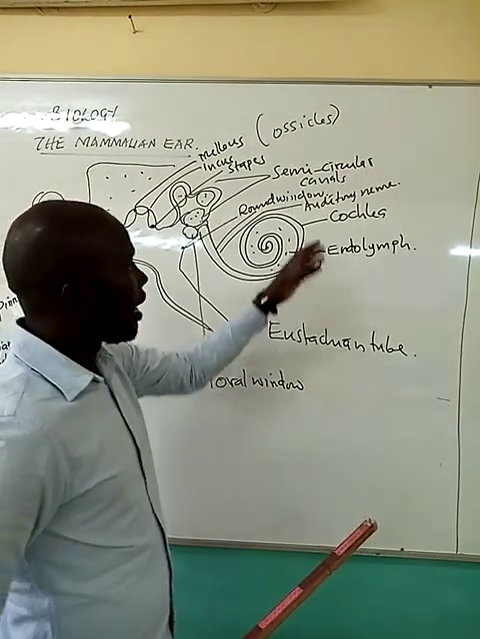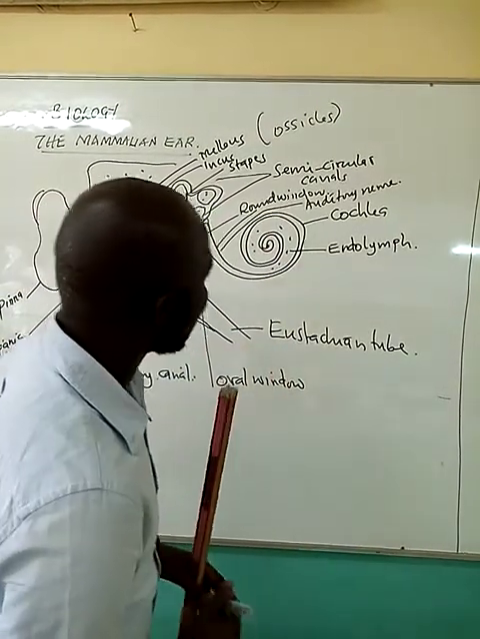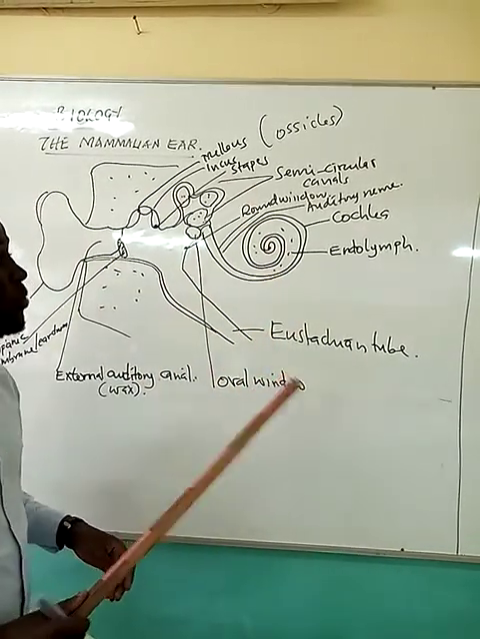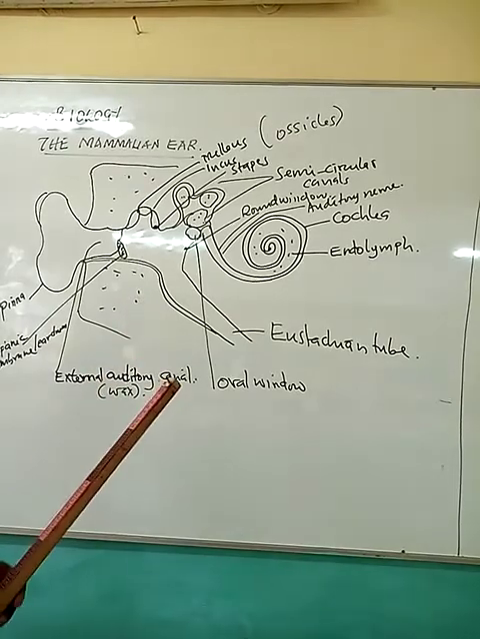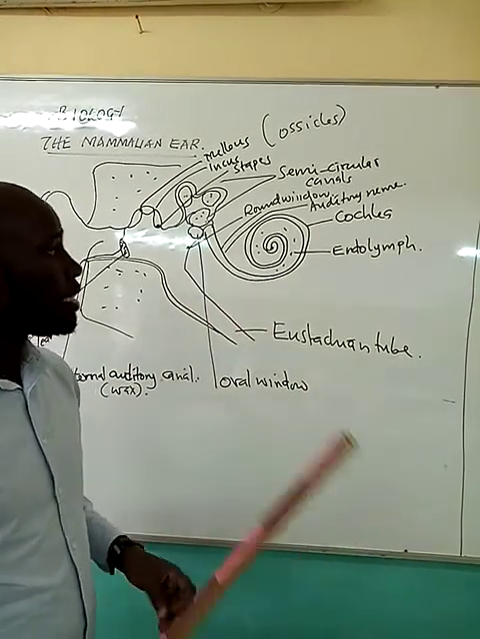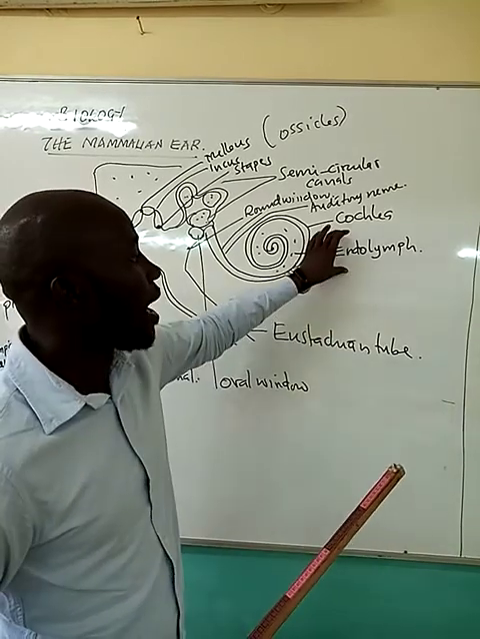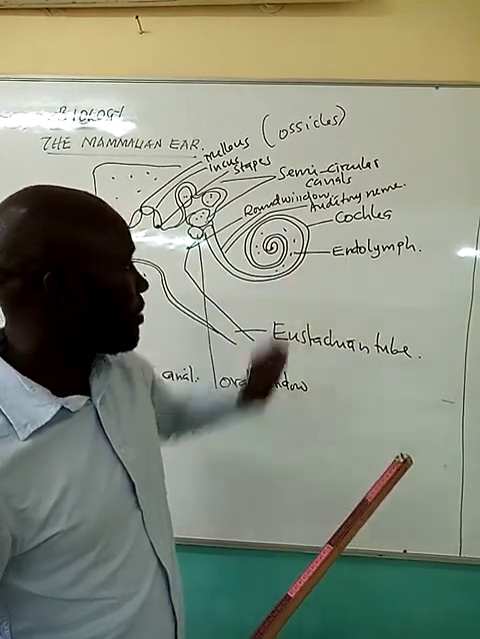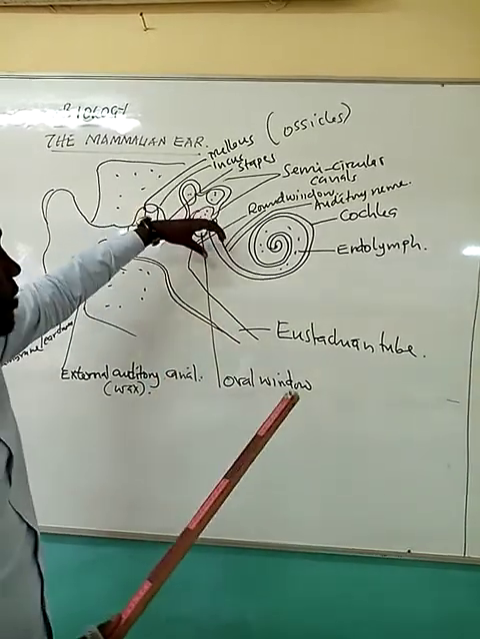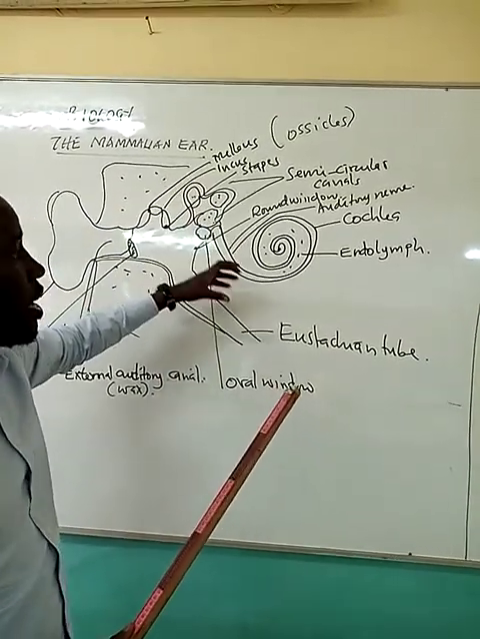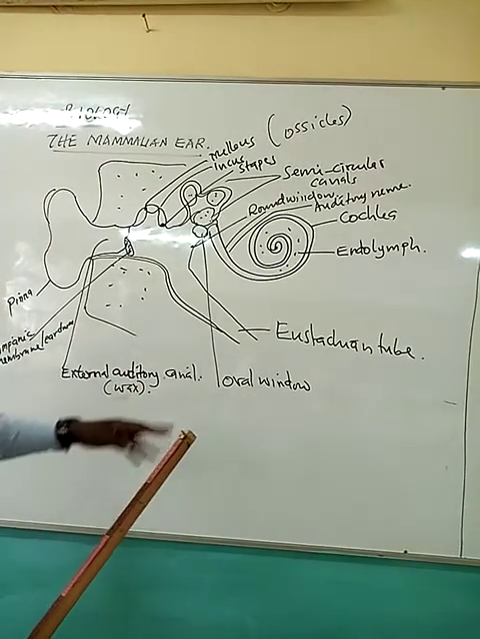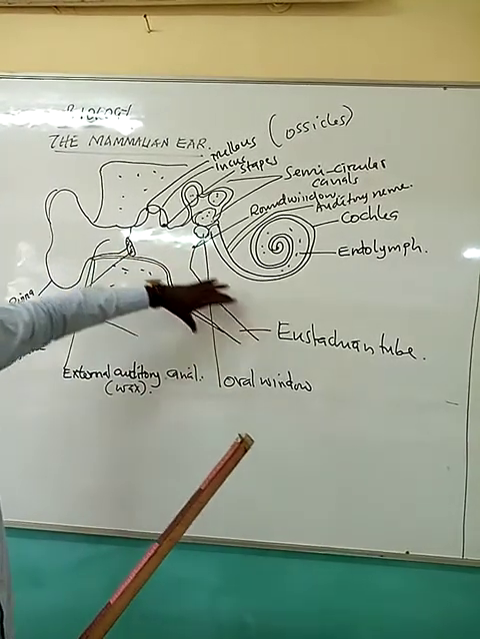Within this cochlea, it is made up of three layers. Each layer has got a tube with a cavity, and the cavity is filled with a special type of fluid that is called the endolymph. The endolymph here vibrates because the sound waves were coming in form of vibrations.